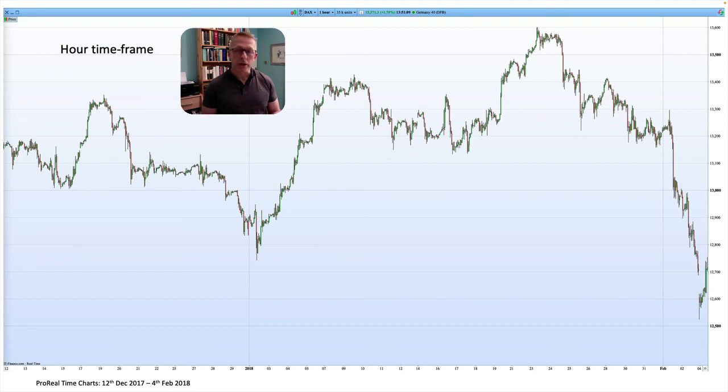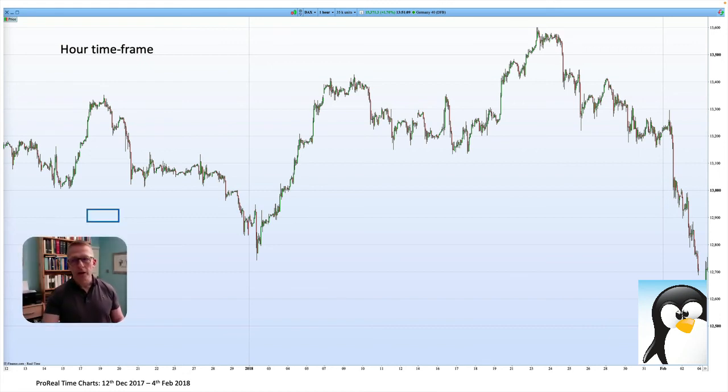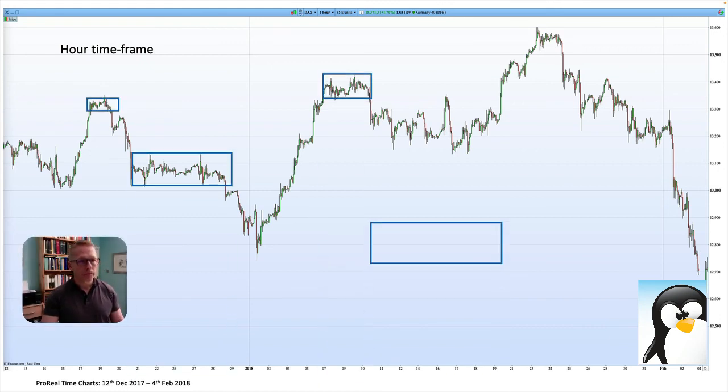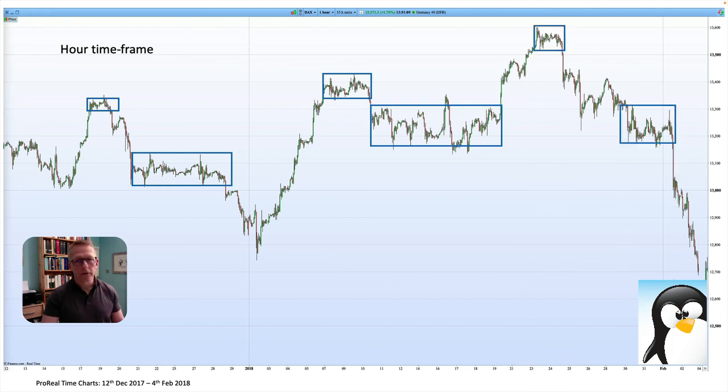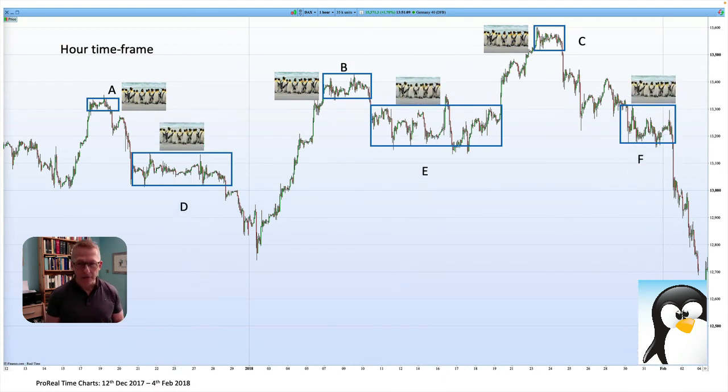Now for the sideways or ranging, the penguin markets. Let's pause the video and see if you can spot any. Okay, I'm going to bring out 6 here. There's the 3rd, 4th, 5th and 6th. Now some of these, A, B and C, may not seem important, but they do last at least a day. They also do not show much of a width of volatility compared to the other 3, D, E and F.